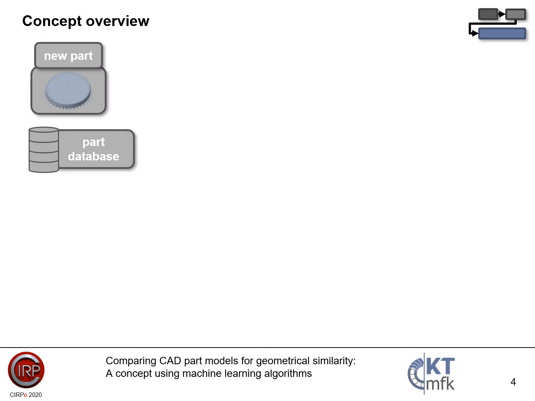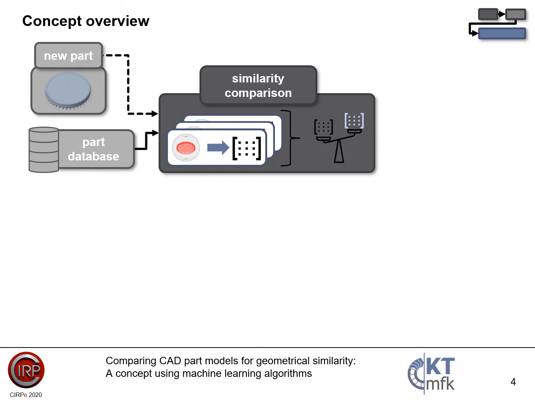Now I would like to give an overview of the whole concept in general. The idea is to differ between local and global similarity. So to start the process, a newly designed part and a part database is always necessary. For the similarity comparison, the part must be transformed into a shape descriptor. This descriptor is a matrix that is generated from the 3D geometry with the projection method.